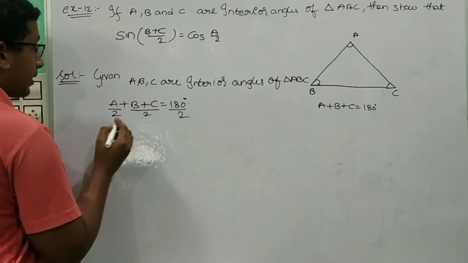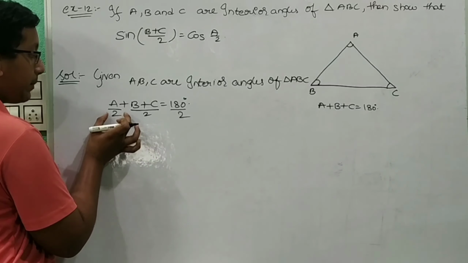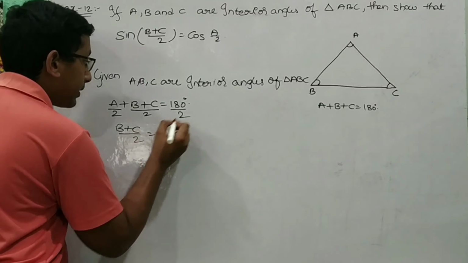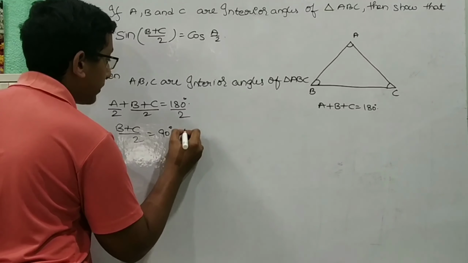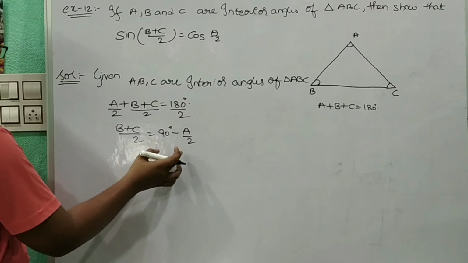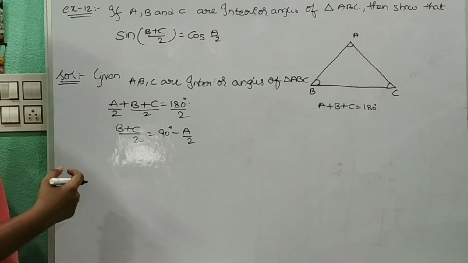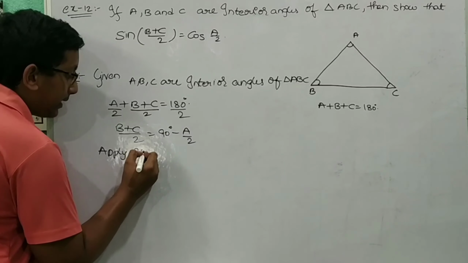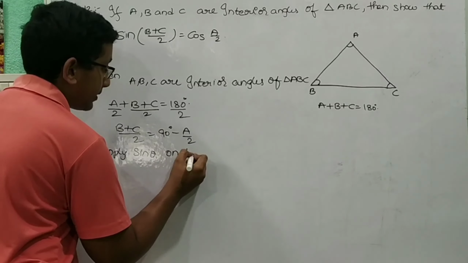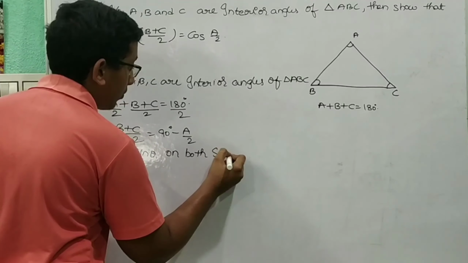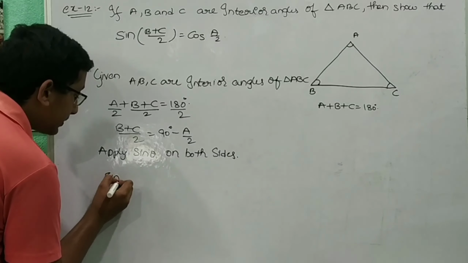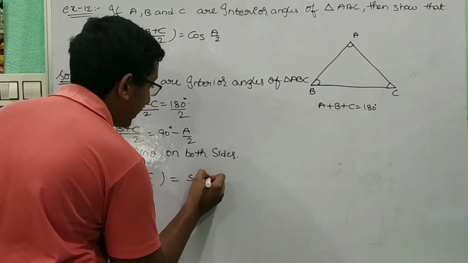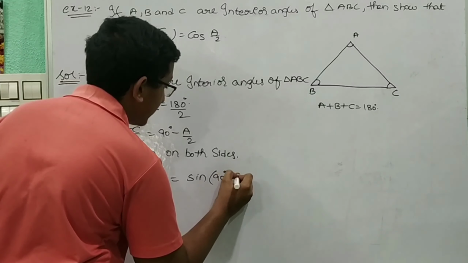After dividing this, transpose the A by 2 term to the other side. So what will be left? B plus C by 2 equals 90 degrees minus A by 2, isn't it? Now after getting it like this, you should apply sin theta on both sides. On applying sin on both sides, you get sin of (B plus C) by 2 equals sin of (90 degrees minus A by 2).